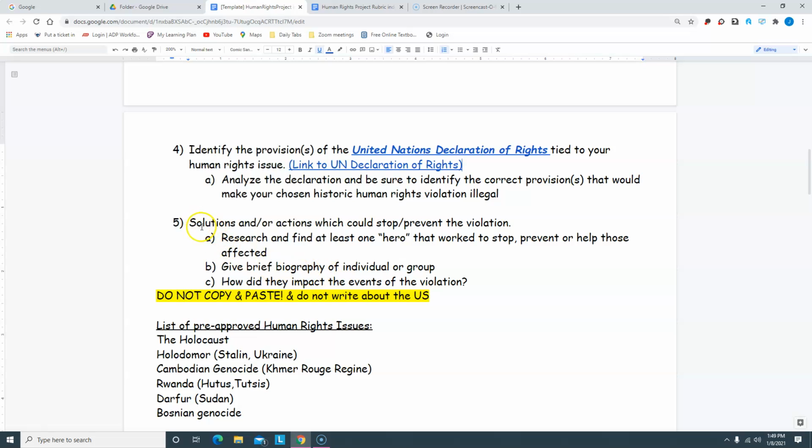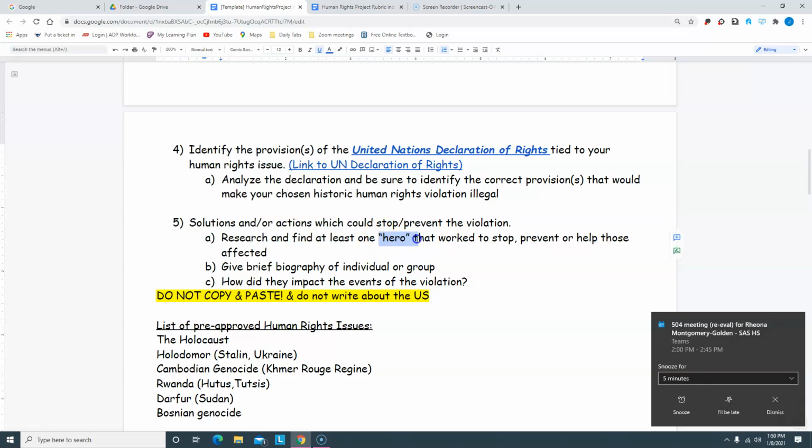The fifth item for your presentation requirements: solutions and/or actions which could have stopped or prevented this violation. So here what I'm asking you to do is research and find at least one hero. This could be a person. This can be a group of people. This can be politics that work to stop or prevent or help those affected by your chosen topic.